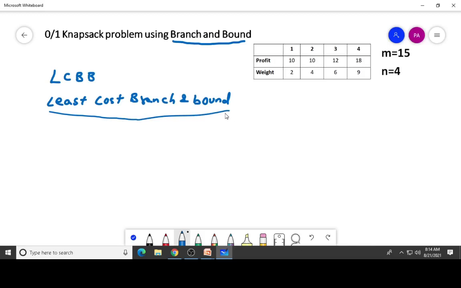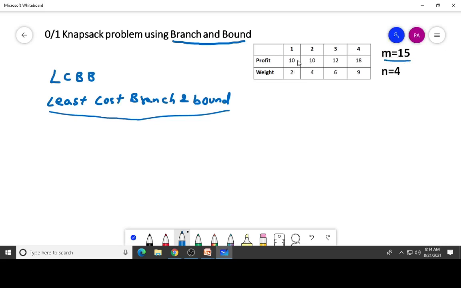Fine. So here what we need to do, first we need to calculate what is the upper bound and what is the cost. At the same time, we need to concentrate on the weight. We need to check the weight also. Weight should not increase more than the given size.